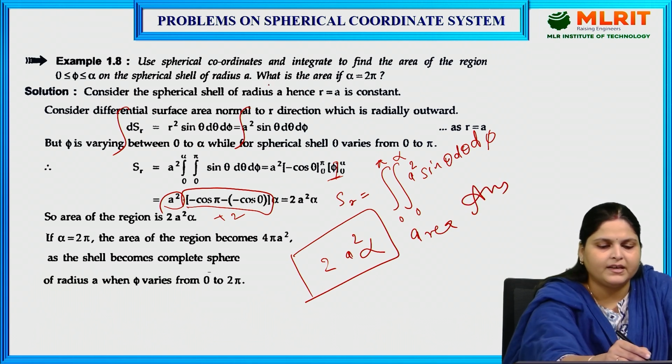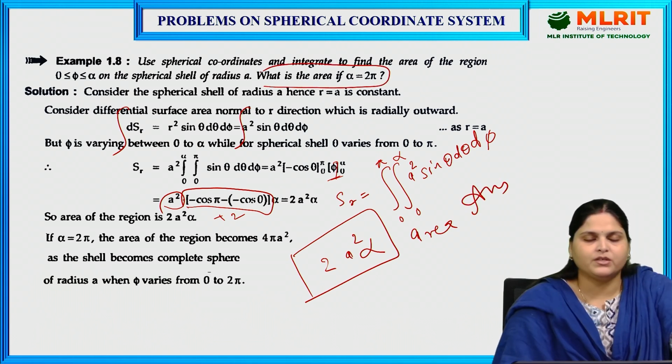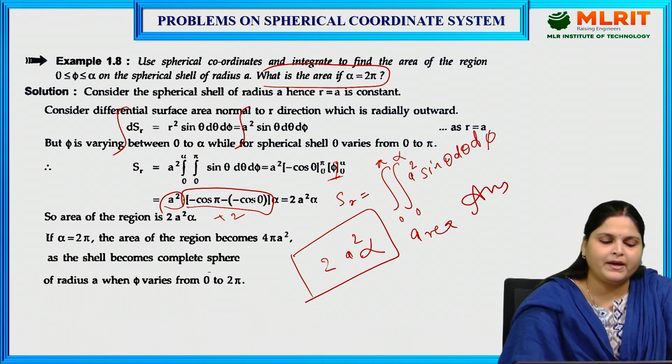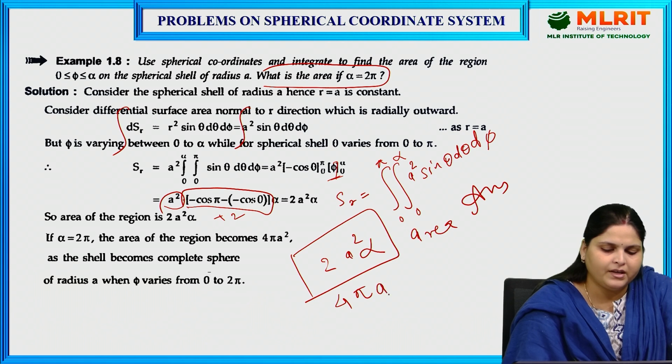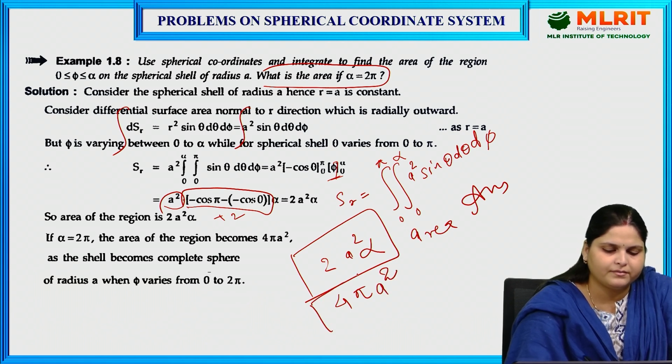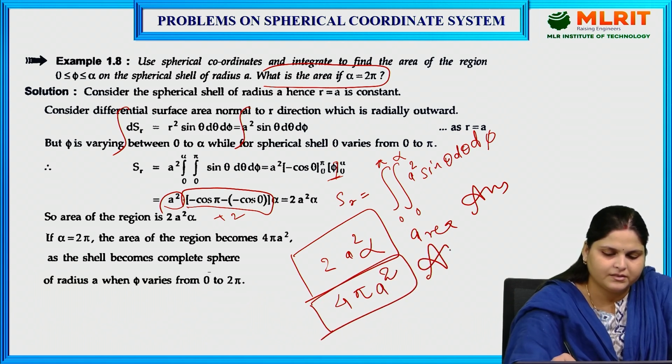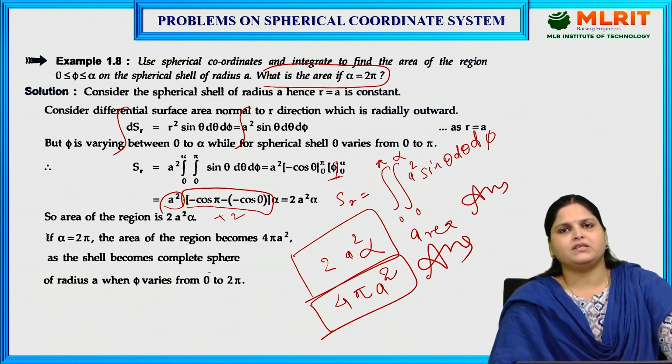Now second, they are asking what is the area if alpha is equal to 2 pi. So what we will do now is put alpha equal to 2 pi here. So we will get the formula 4 pi a square. Right? And this is the answer to the second question.